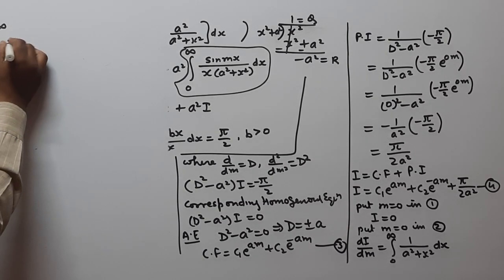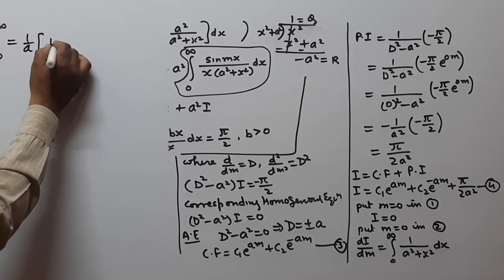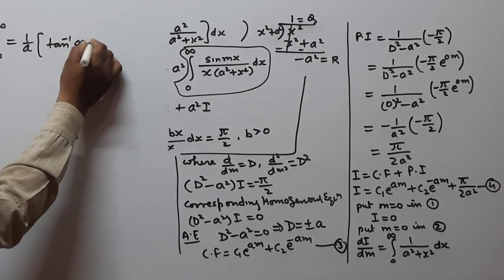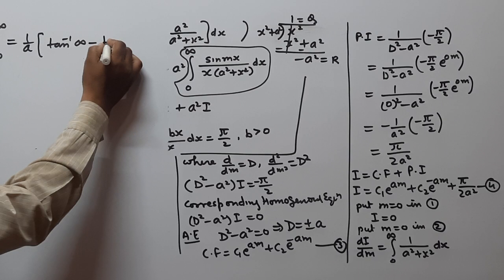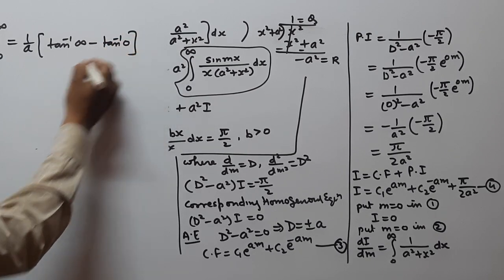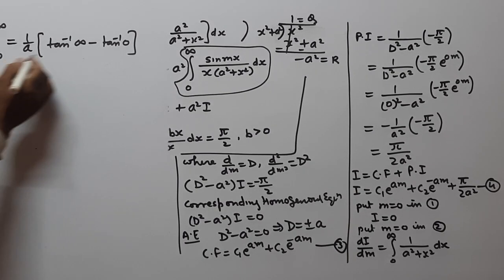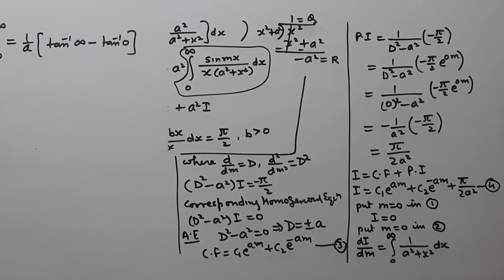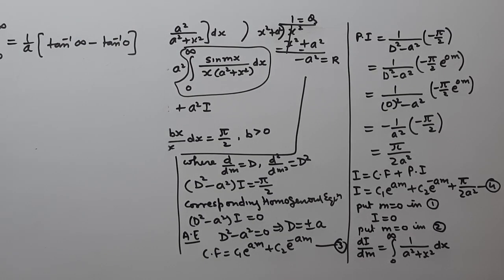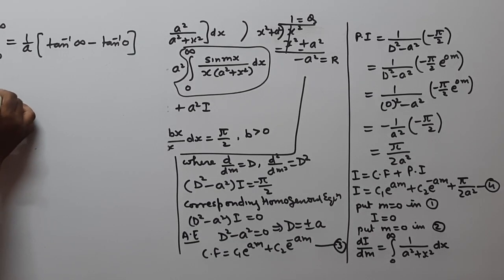Now we put here the upper limit. So when we put the upper limit in place of x, we get tan inverse infinity, and when we put the lower limit, we get tan inverse 0. Now tan inverse infinity is equal to pi by 2, you know that, and tan inverse 0 is 0 here. So this becomes pi upon 2a, this is dI upon dm. Suppose that this is 5.